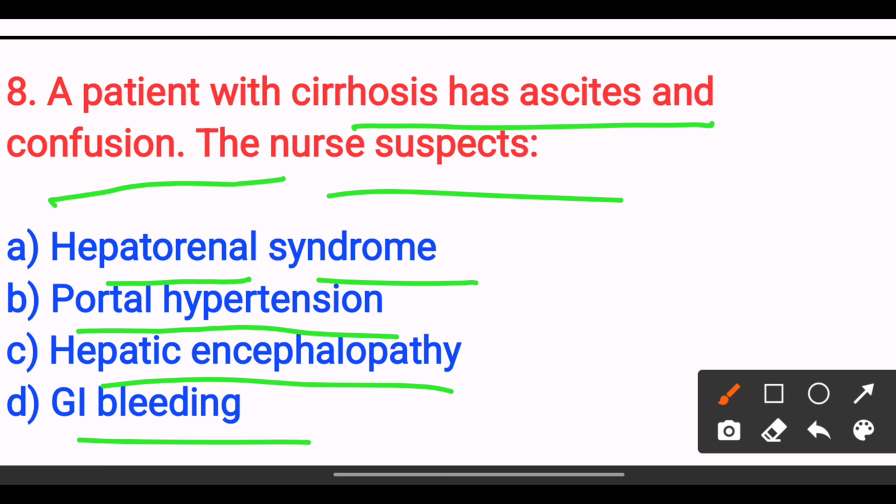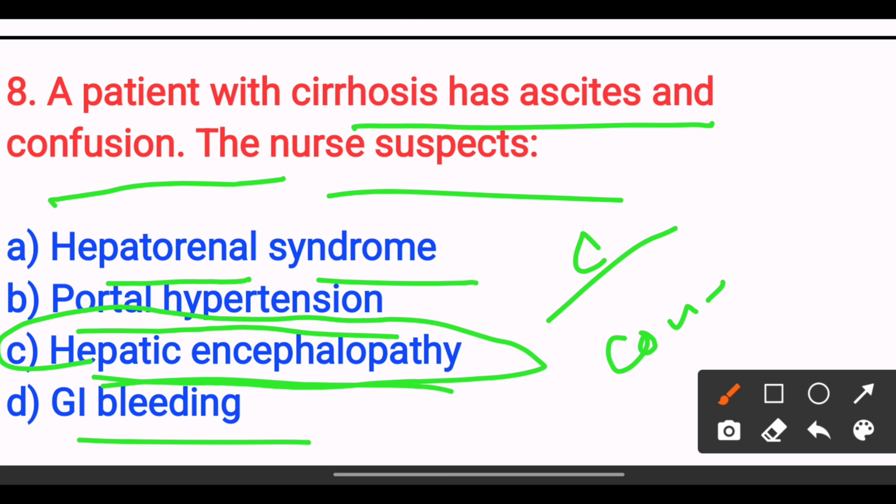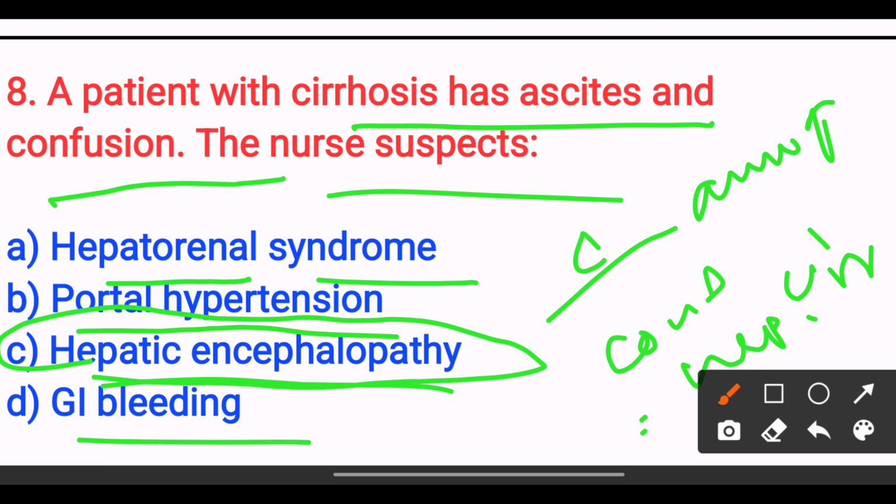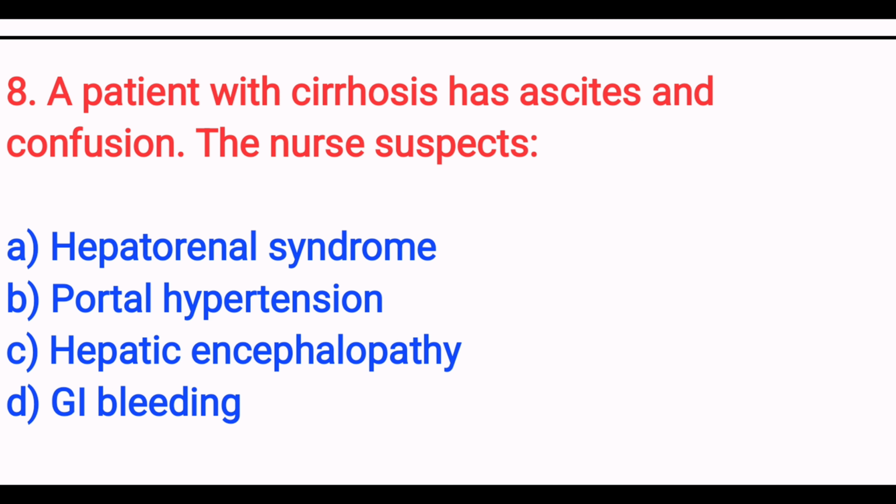The answer is option C, hepatic encephalopathy, because confusion plus cirrhosis indicates hepatic encephalopathy due to a high ammonia level. The treatment is lactulose and protein restriction. So the answer is option C.